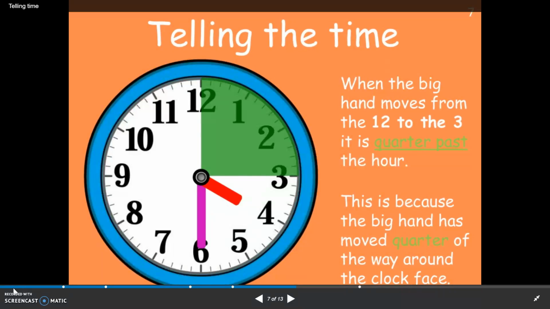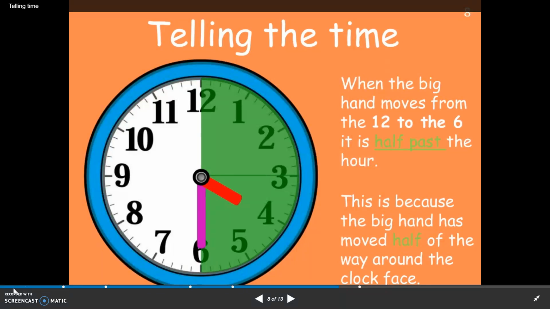When the big hand moves from the 12 to the 3, it is a quarter past the hour. And this is because the big hand has moved a quarter of the way around the clock face. Whenever we are moving on the right side of the clock, it's always a quarter past or half past, but on the other side it will be a quarter to, and we'll see this in just a second.